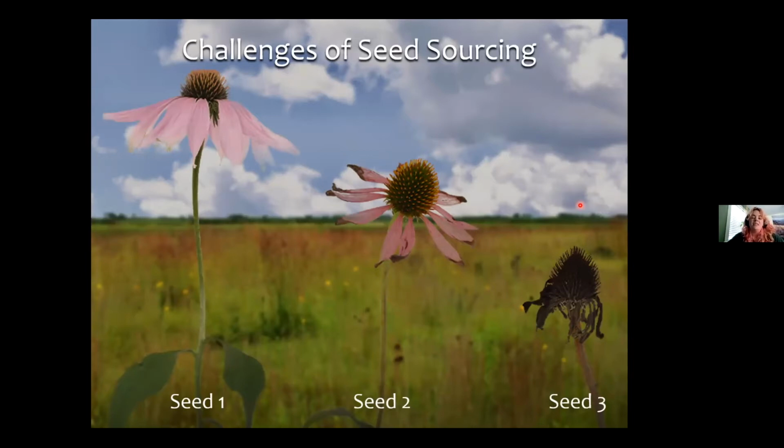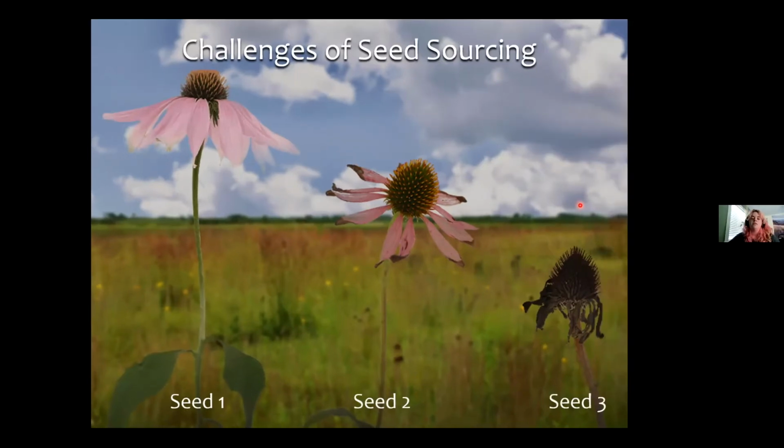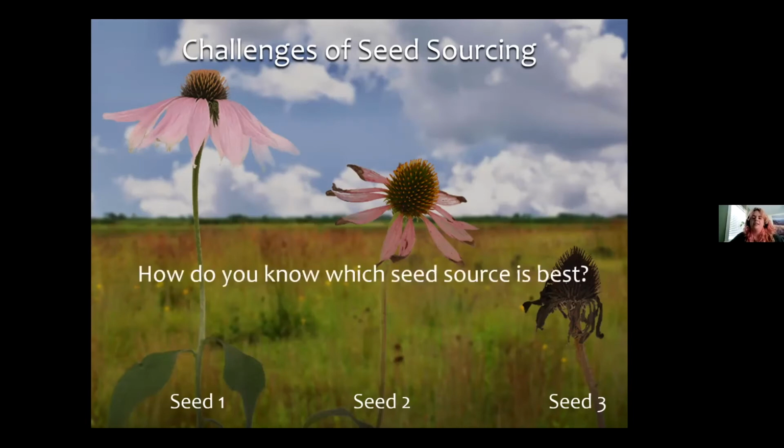But without consideration of where that seed is coming from, you might see different sources of seed performing differently on the landscape. And so looking at this graphic representation, you can see that seed source 1 is a good match for the restoration site. Seed source 2 could be doing better. And we're just saying this is dead. Seed source 3 hasn't survived at all. And so a question that is frequently asked is, how do you know which seed source is best?